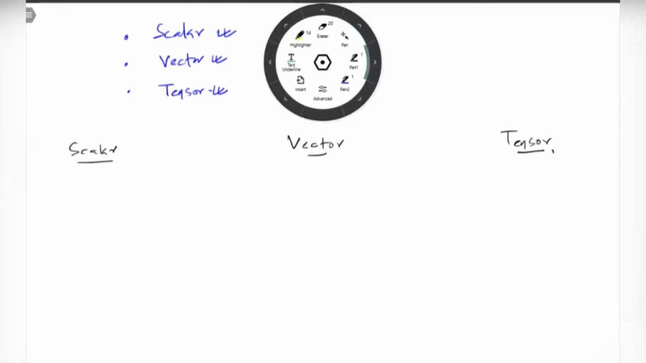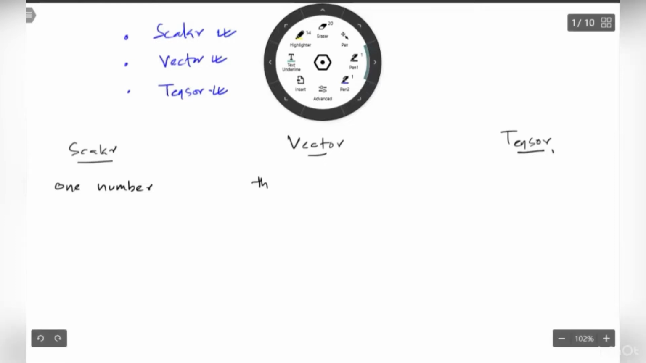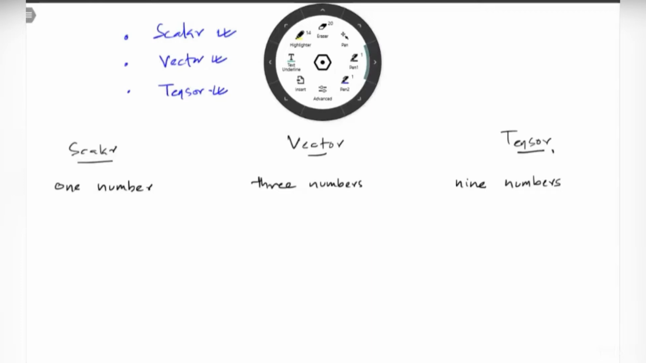A scalar can be represented as one number. A vector, if you remember, is represented by three numbers. And a tensor, I don't think you have much idea, but I'll explain it. This is represented by 9 numbers.